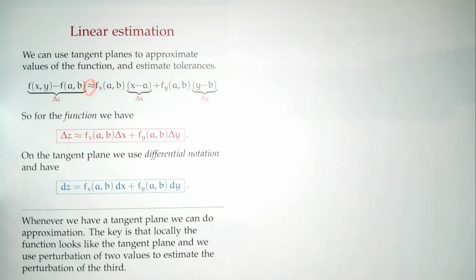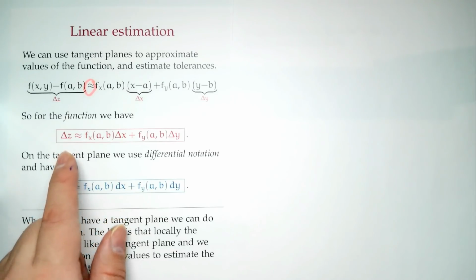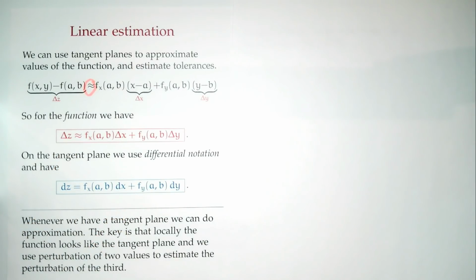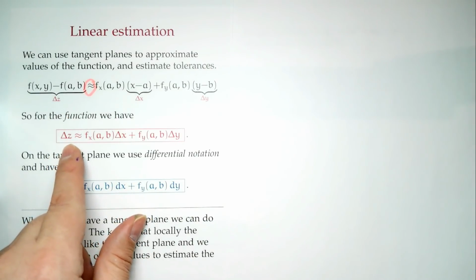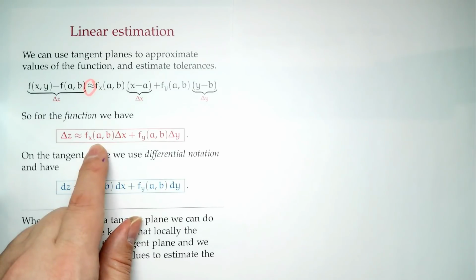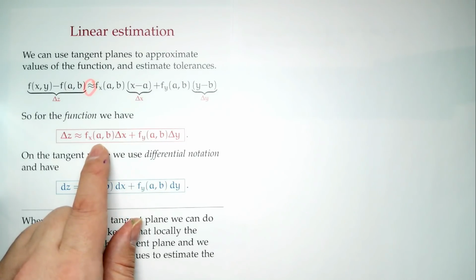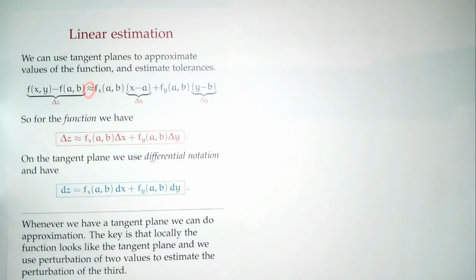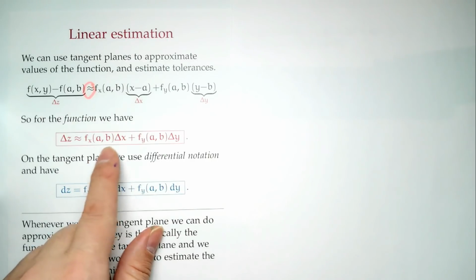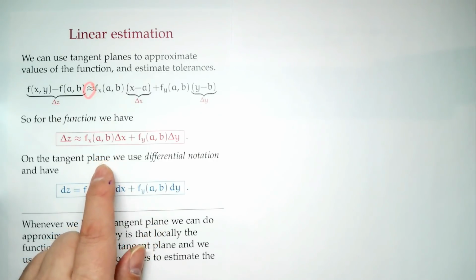So if you take a look at what you have, it says that the change in the output, which we represent as a delta, as representing change in, so the change in the output, delta z, is approximately what happens when you look at the rate of change with respect to x times the amount of change in the x direction. So this f sub x at AB is the rate of change of the function f with respect to x. Delta x is how much x changes. Therefore, this is how much the output changes based on how far you move in the x direction.